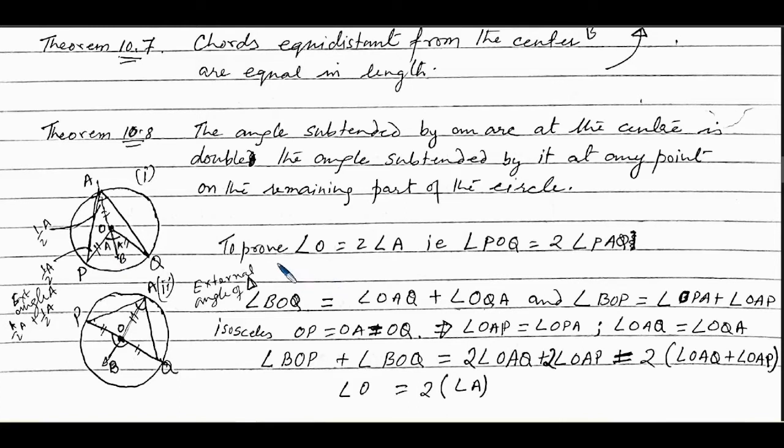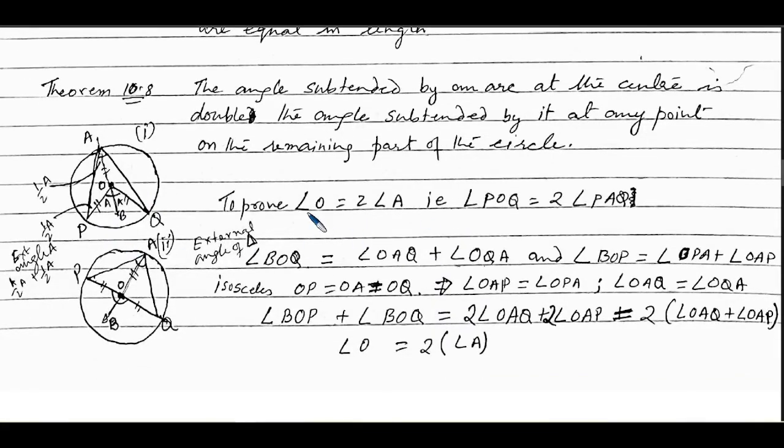So this is what we have done here to prove that angle O is twice angle A. Angle O I can always write as POQ. This is short because of laziness, I have just written O.